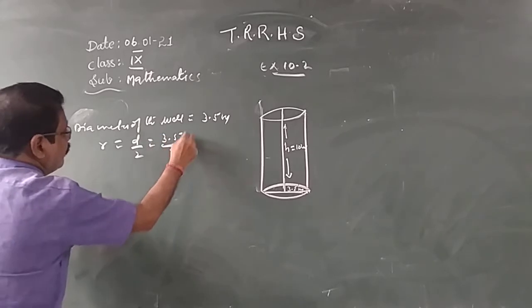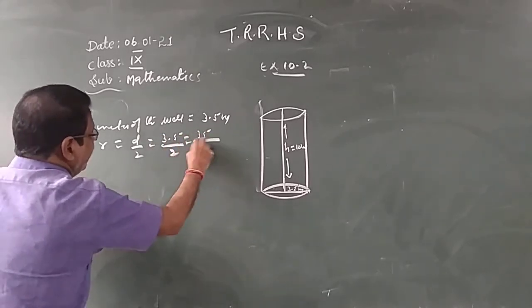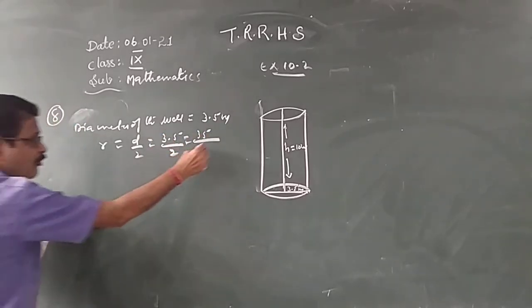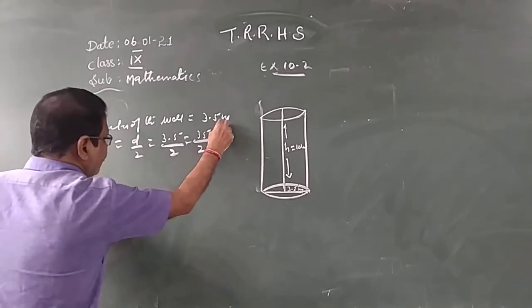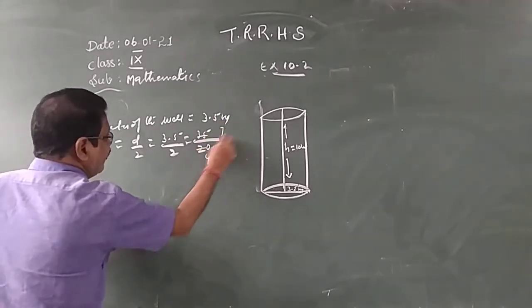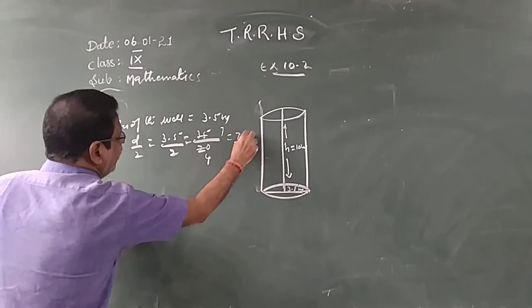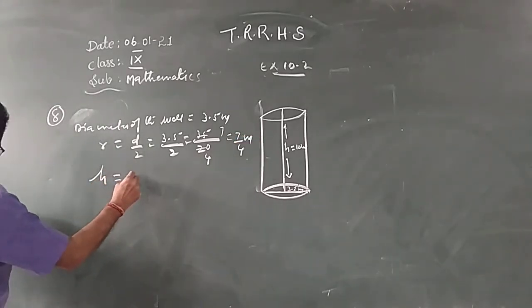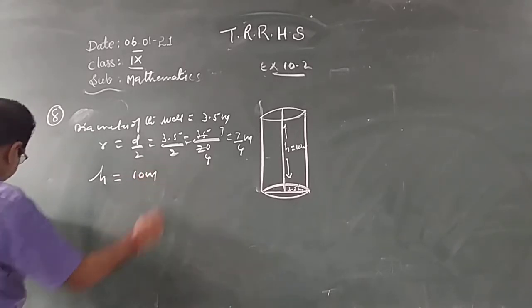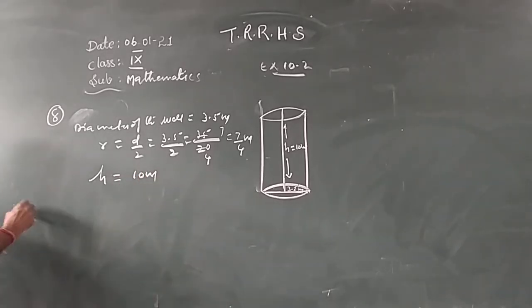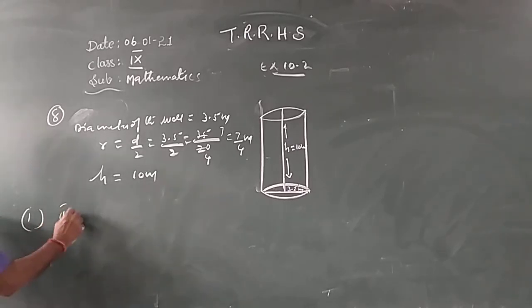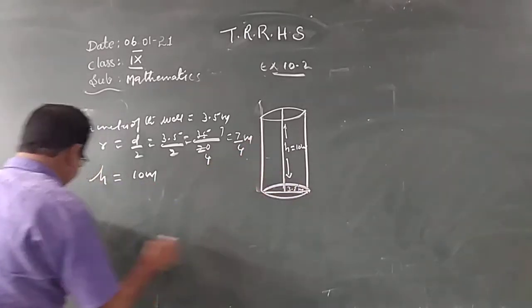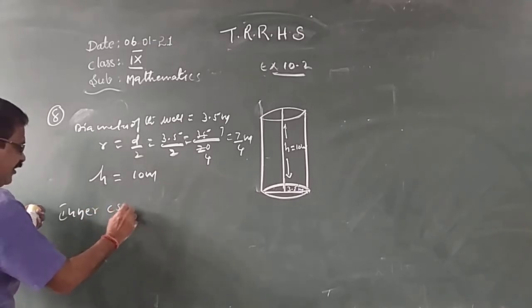3.5 by 2. That is 35 by 2, remove the decimal. The decimal is after 1 place, so 10. 5 7 5 4, so the radius is 7 by 4 meters. Depth h is equal to 10 meters. Find the CSA, the inner curved surface area of the well.